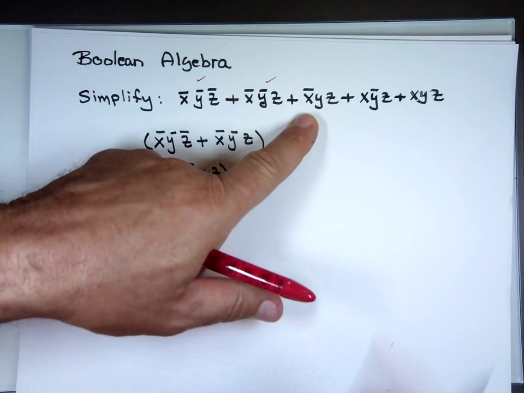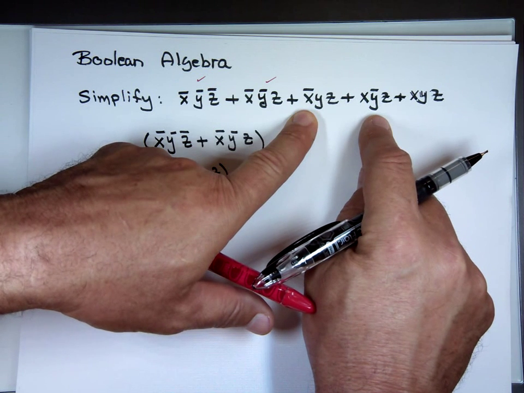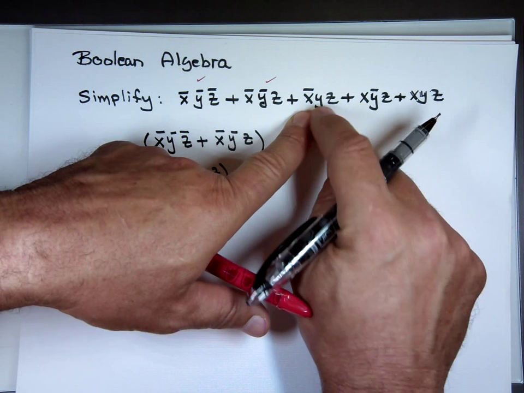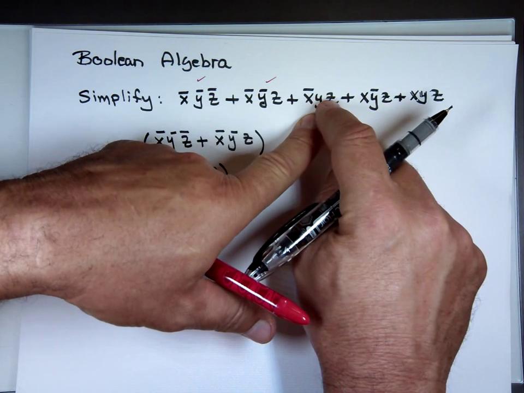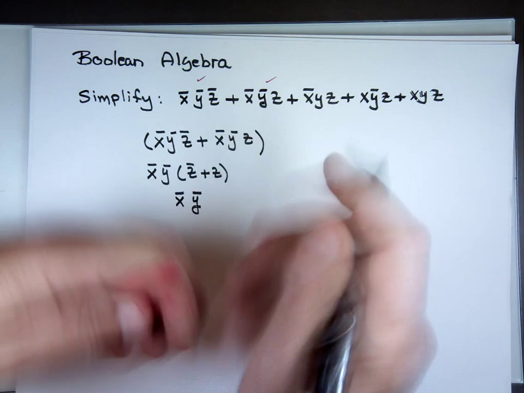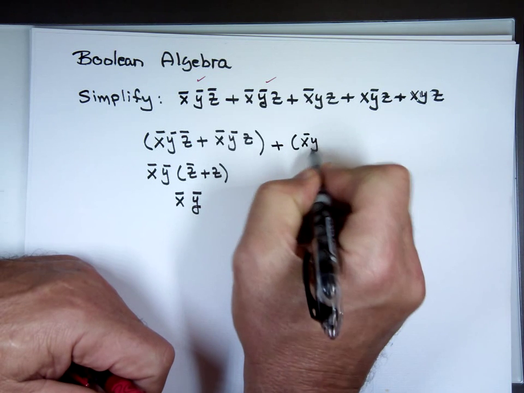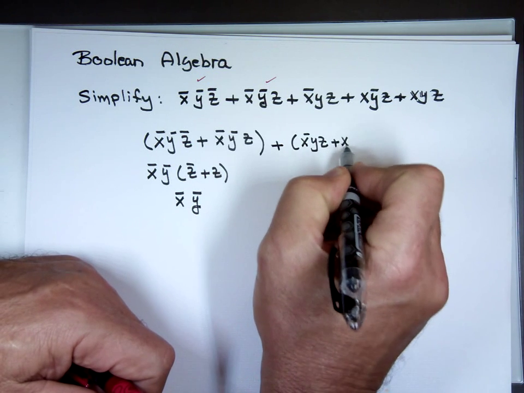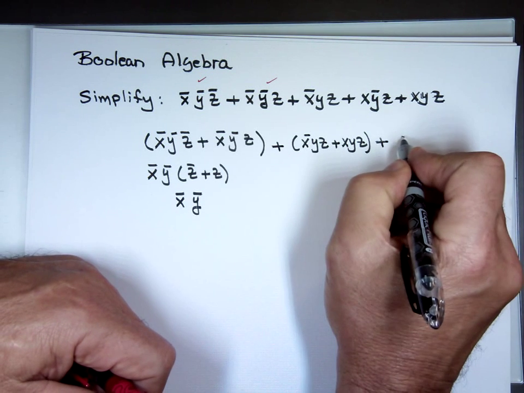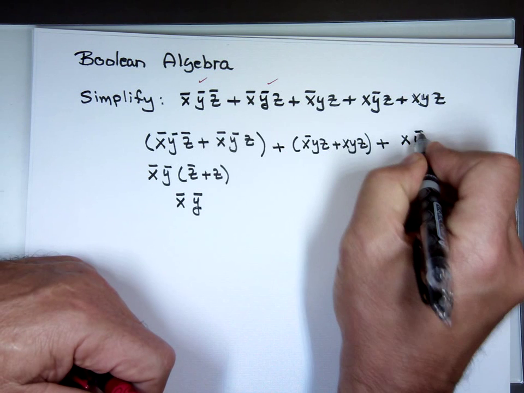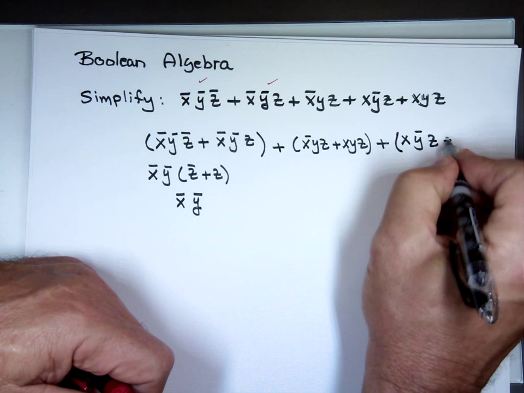Now let me look at this. I can't take this and this because they're different by two things. See the X bar and the X and the Y and Y bar? So I can never combine these two, but I can take this and this. So let me group. And the last one, watch what I'm going to do. Isn't that what's left? But I'm going to group that with also X, Y, Z.